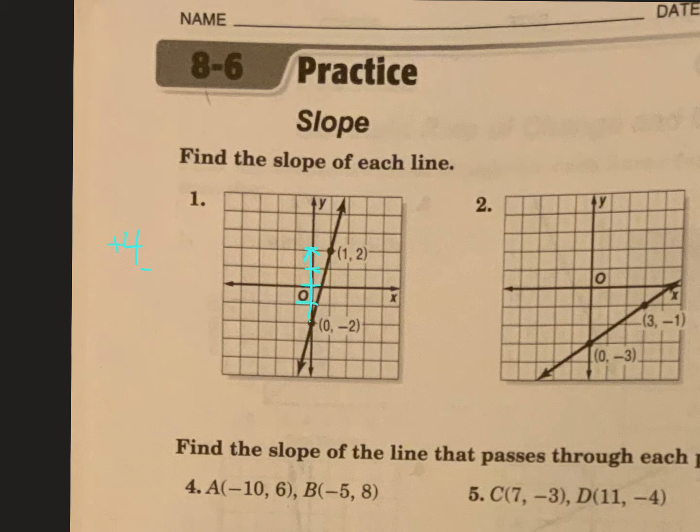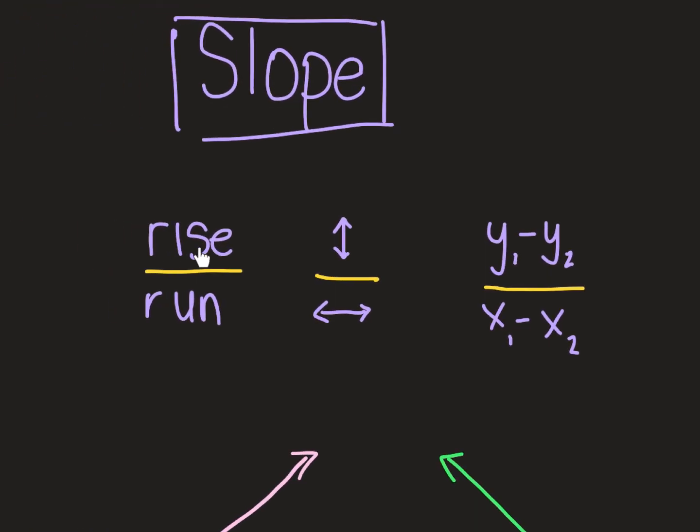I went up 4, so that's positive. And then I've got to travel to the right 1. So that's a +1. So overall, I've got an answer of 4. I could say 4 over 1, or I could just say 4. Either of those would be great. But remember that you have to travel up and down first, then you travel sideways. That's what rise over run means. You have to rise before you can run.